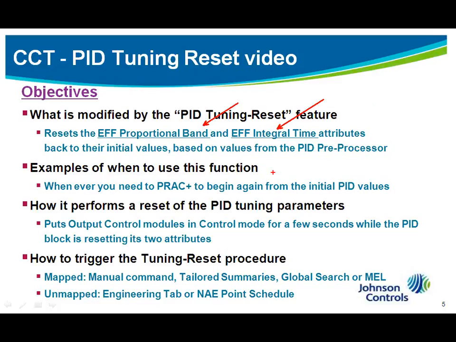I also showed you when the tuning reset feature could be implemented, and also how it performs the reset procedure by going out to these control modules and putting them into the control mode just for those few seconds while the PID block is resetting its two attributes. And then how to trigger the tuning reset. If it's a mapped point, you can use the manual commands, tailored summaries, global search, or even mass edit live. If it's not mapped to the NAE, you still could use the engineering tab or use the NAE point schedule.